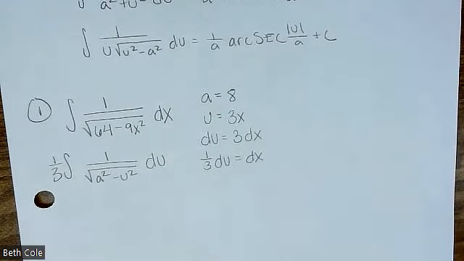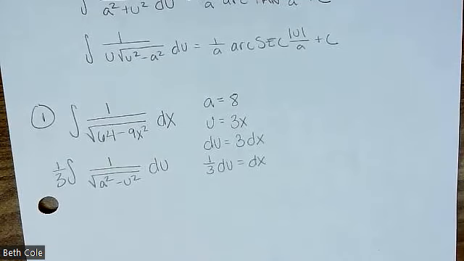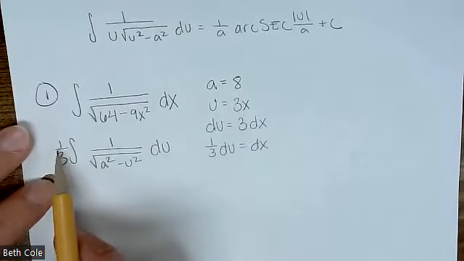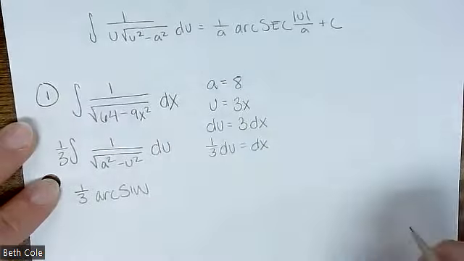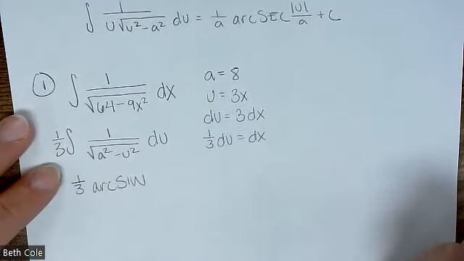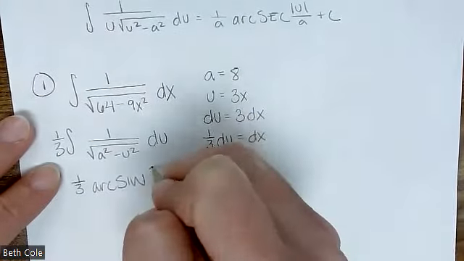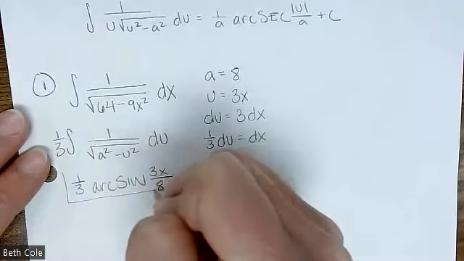After we do a couple of them, I am okay with you skipping that step and jumping straight to the answer, because as long as you realize it's arc sine, you can just write the answer. So this answer will be 1/3 arc sine u over a plus c. Well, what was u? Look back at your little list. 3x over 8 plus c, and that's the answer.